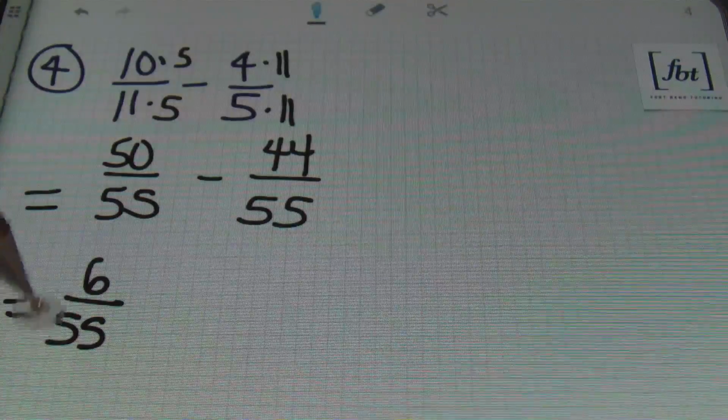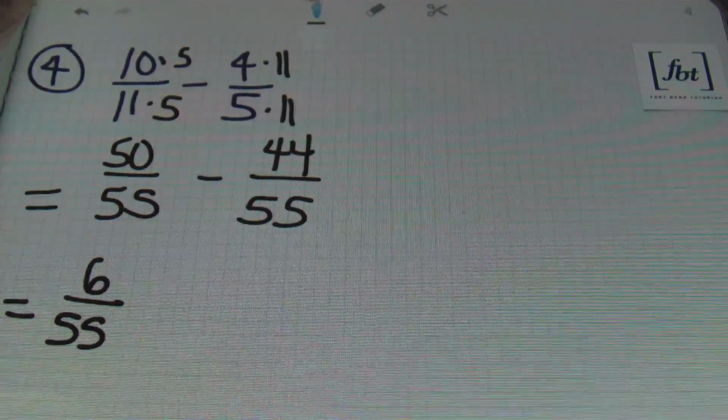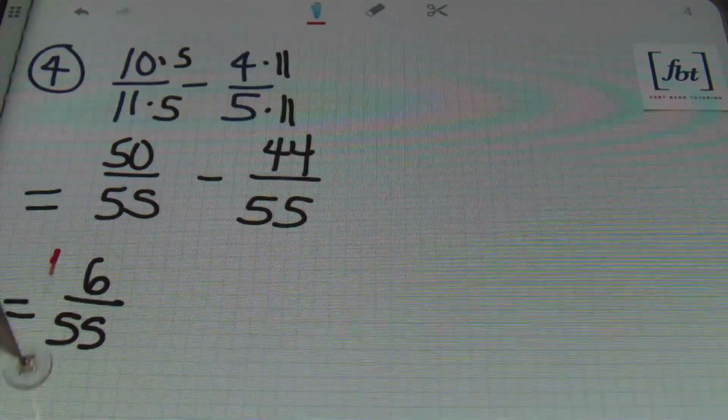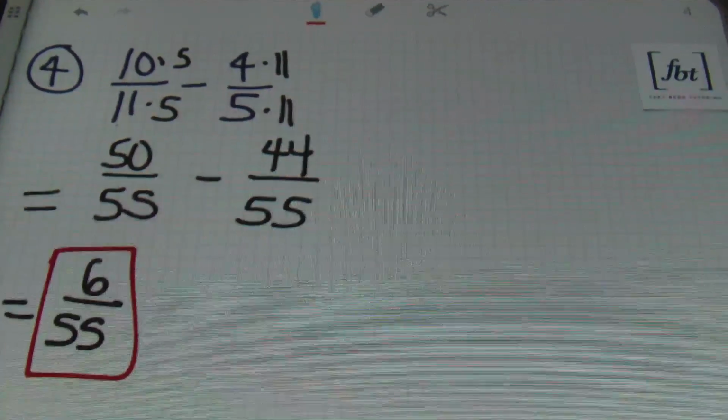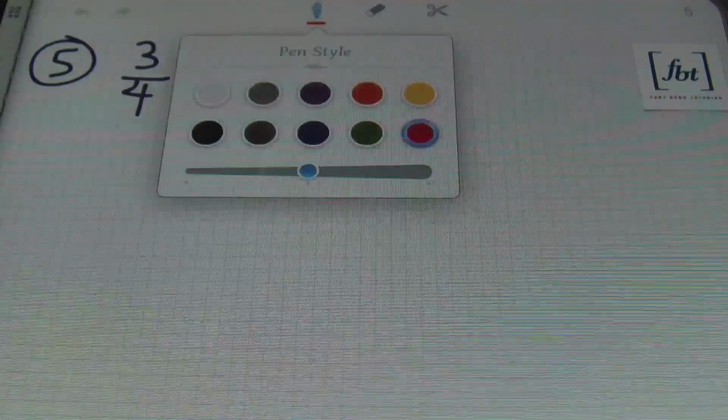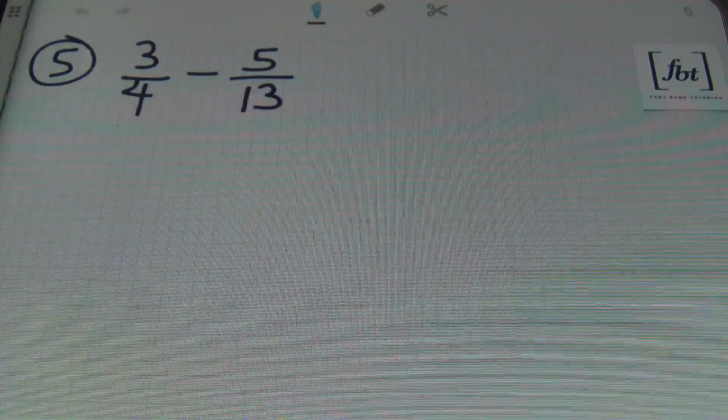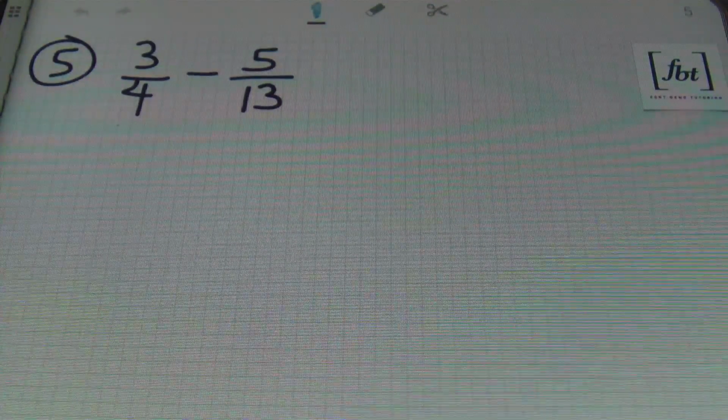6 and 55 do not have anything in common, so we can't simplify it any further. So this is our answer. 6 55ths. Done and done. All right. Let's move on. Next problem, ladies and gentlemen. We have number 5, which is 3 fourths minus 5 thirteenths.